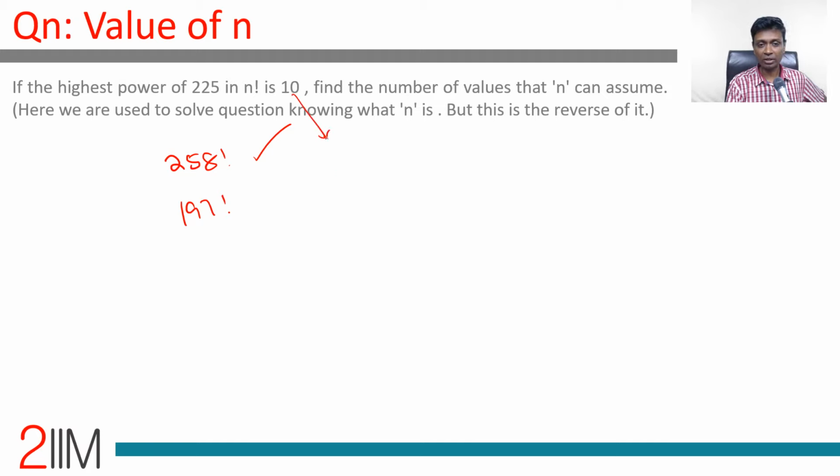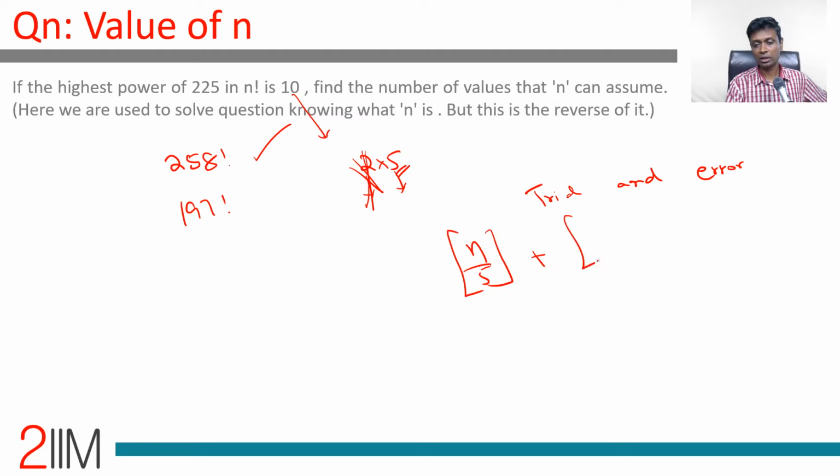Highest power of 10 in a number, 10 is 2 into 5. So highest power of 10 in a factorial, we have to find highest power of 2 and highest power of 5. We don't have to worry about 2, we just have to worry about 5. So this question is pretty much a trial and error question based on the method that we know. So what is the highest power of 5 that divides n factorial? This is n by 5 plus integer part of n by 25 plus integer part of n by 125. Successive division by 5. Right?